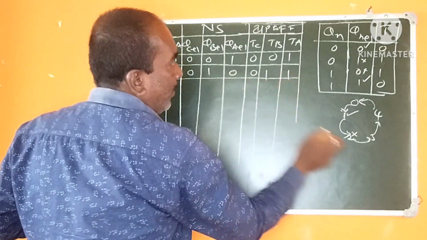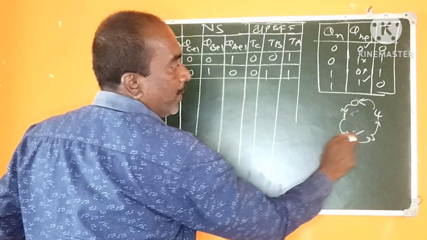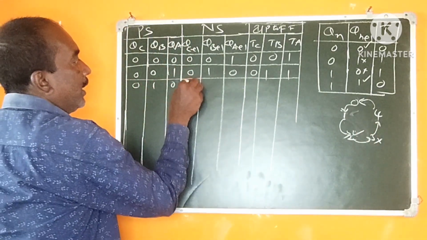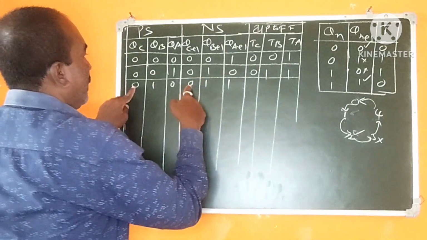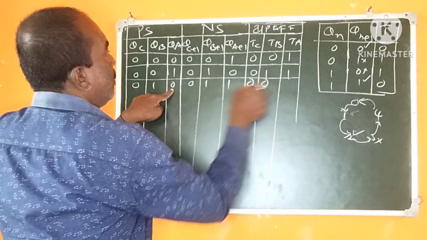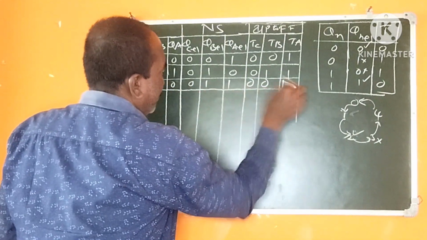Next, let me consider this as the present state. If this is the present state, the next state is 3. It is 0 1 0 as the present state, next state is 3. So here also 0 to 0, 1 to 1 and 0 to 1. So it is the input to this flip-flop.